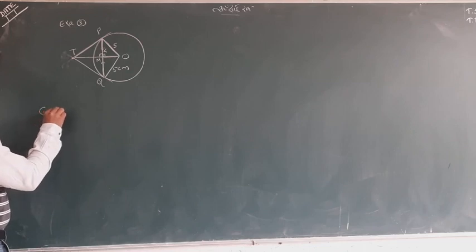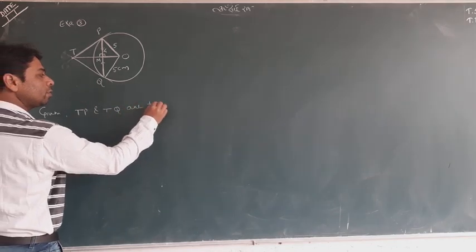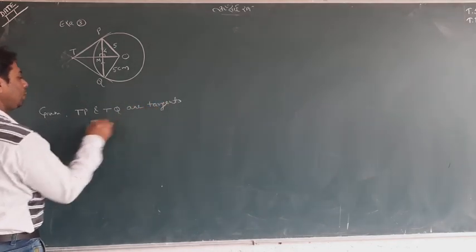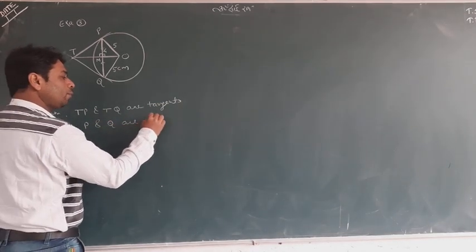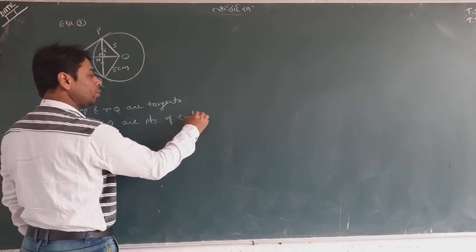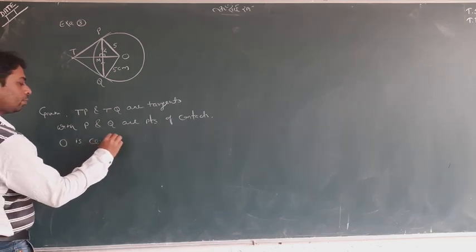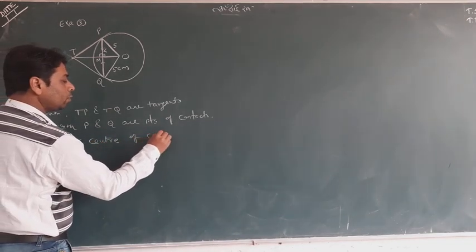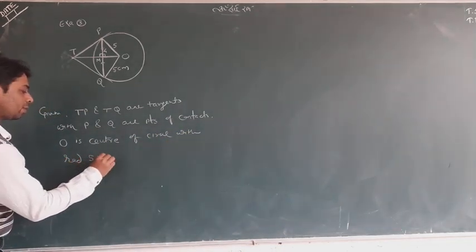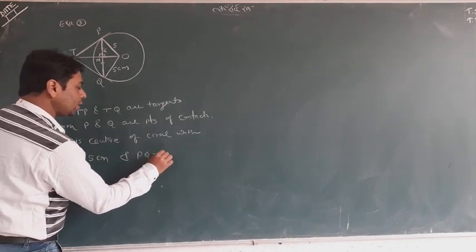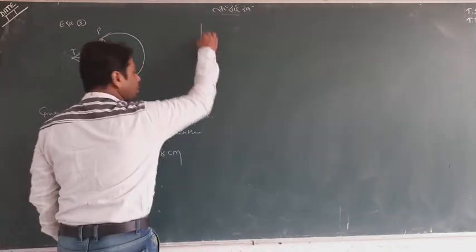Given that TP and TQ are tangents with P and Q as points of contact. Afterward, O is the center of circle with radius 5 centimeter and length of chord is 8 centimeter. So I start directly.